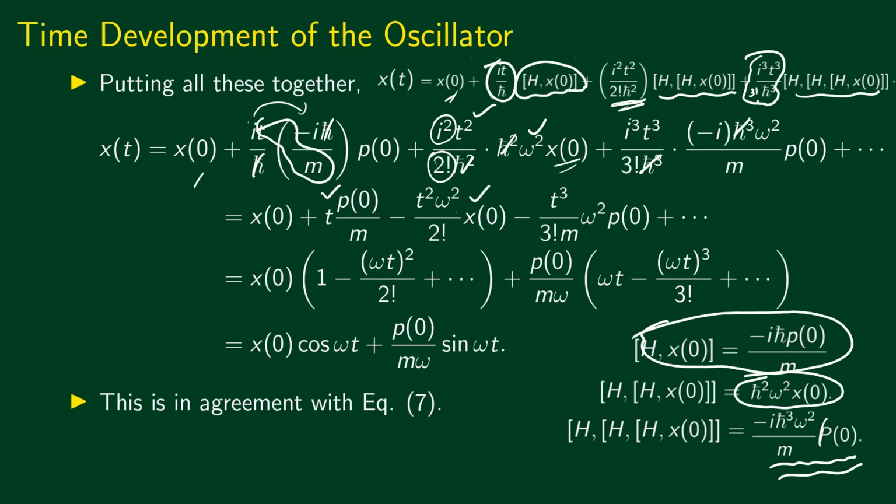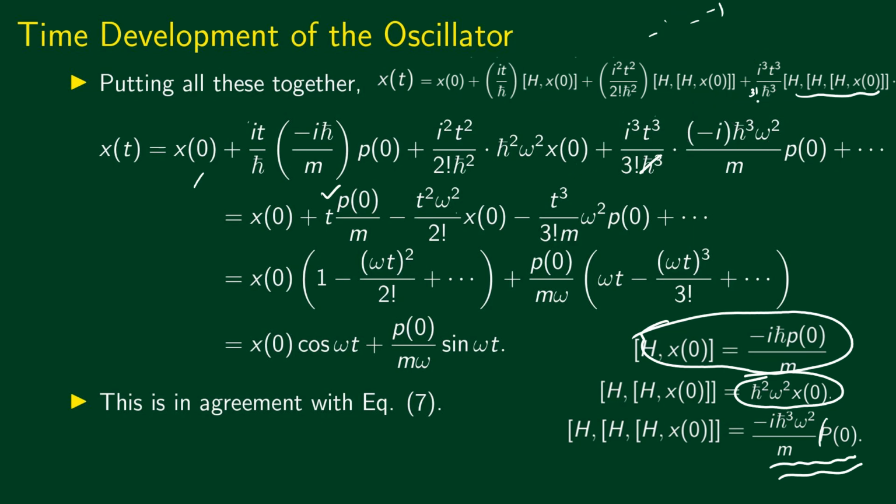And here i cubed multiplied by minus i is minus i raised to 4, which is minus 1. So this term becomes minus t cubed omega squared divided by 3 factorial m multiplying p of 0. Okay. We see that some of the terms involve x of 0 and some of the terms involve p of 0. Let's separate them. So the terms involving x of 0 are this, x of 0 and minus t squared omega squared divided by 2 factorial multiplying x of 0.